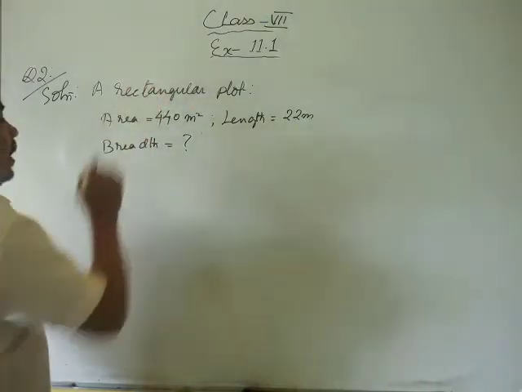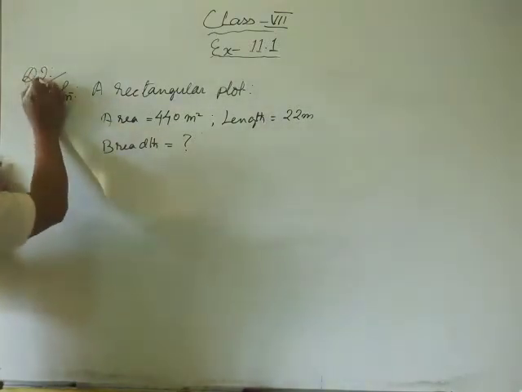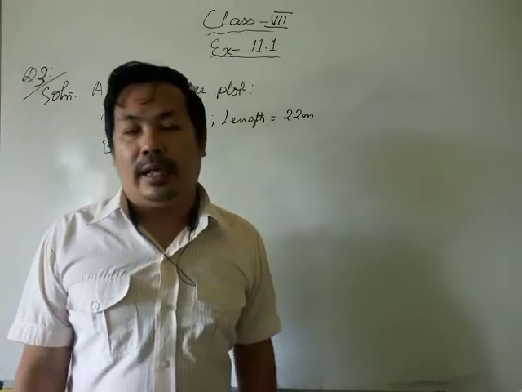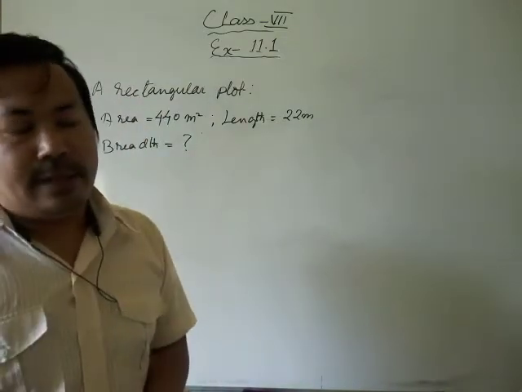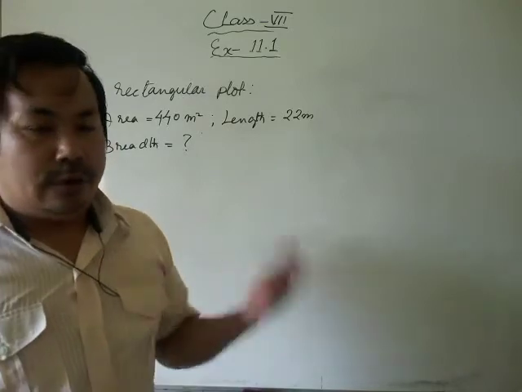Hello student, next we have question number 3. Question number 2 is so simple, it is about the square. You have to find out the area of the square with the given side. Very simple, so I am leaving this question number 2 for you. Now we go to the next question.